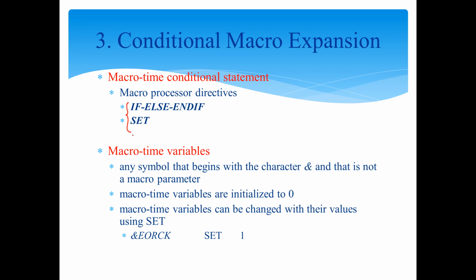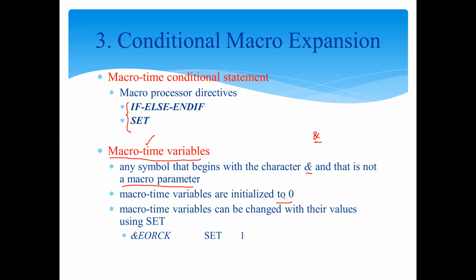And apart from that, macro also gives you macro time variables. Any symbol that begins with the character ampersand and which is not a macro parameter, you call it a macro time variable. You might know by now that every parameter in the macro prototype starts with an ampersand. So in your macro body, if you have any label or symbol that starts with ampersand, you call it a macro time variable. By default, they are initialized to the value 0.